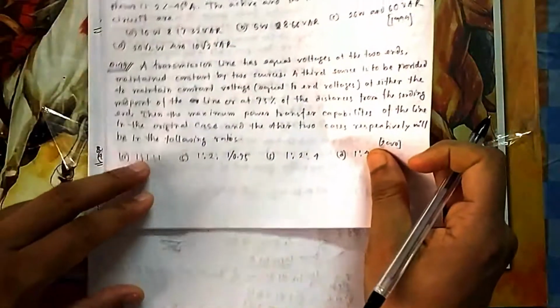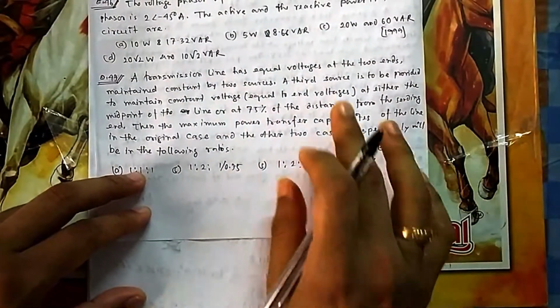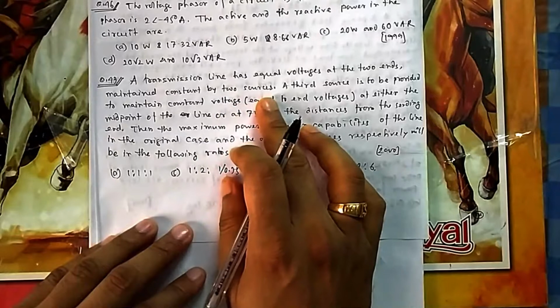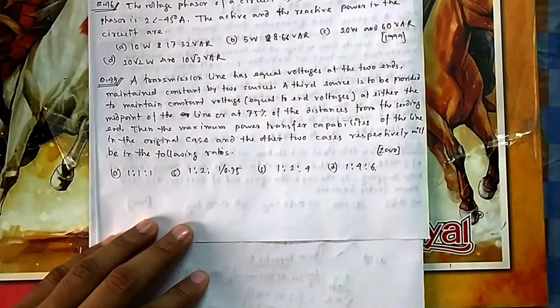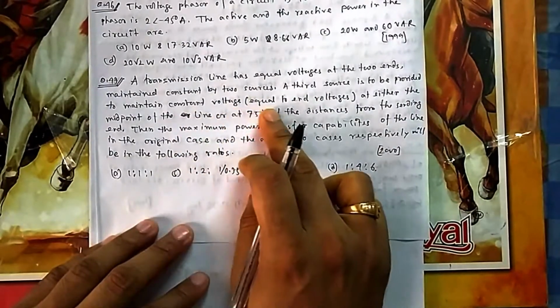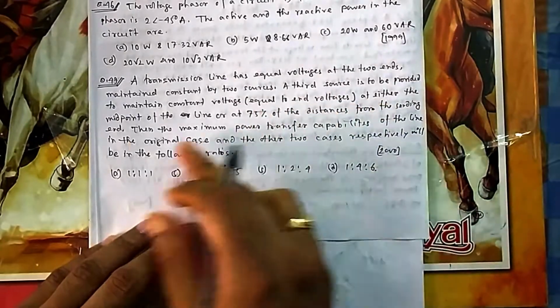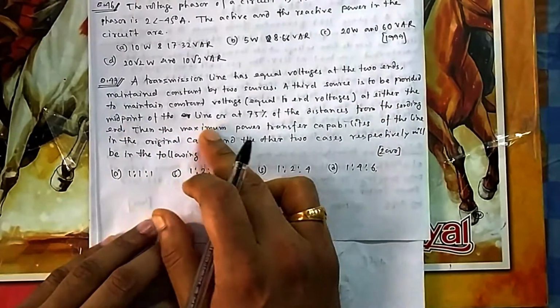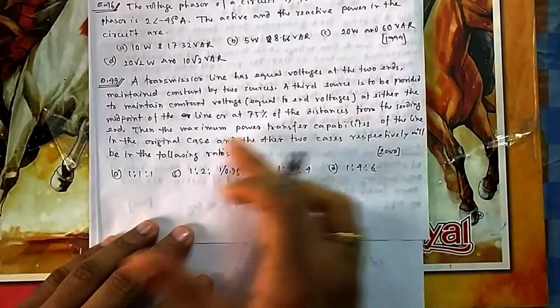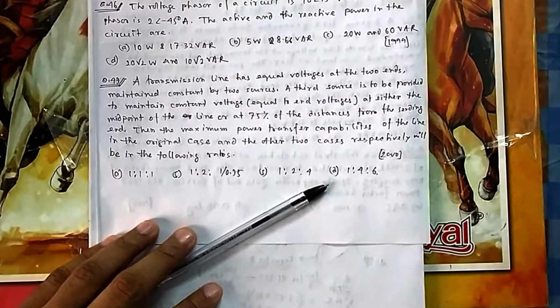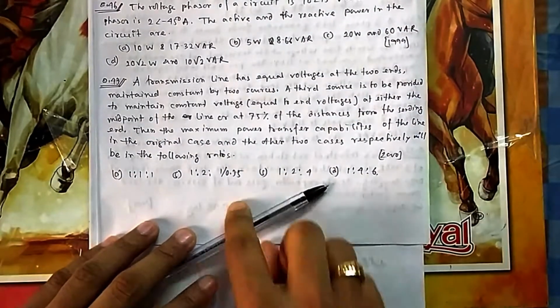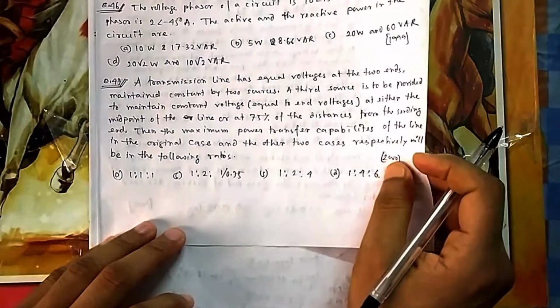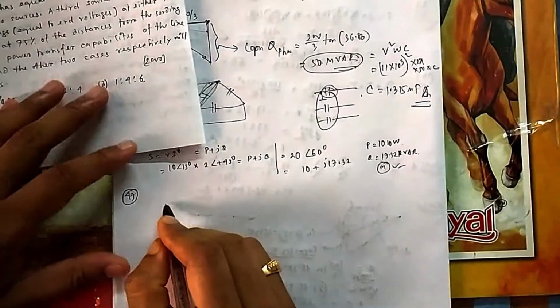Now if you come to 47, the transmission line has equal voltage at two ends, maintained constant by two sources. A third source is to be provided to maintain constant voltage equal to the end voltage at either the midpoint of the line or at 75% distance from the sending end. The maximum power transfer capabilities of the line in the original case and the other two cases respectively will be in the following ratio. So suppose you have a transmission line.